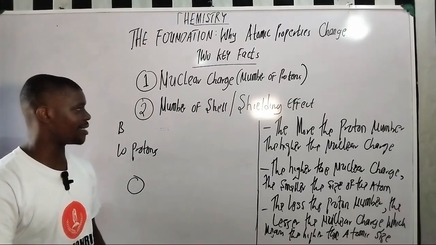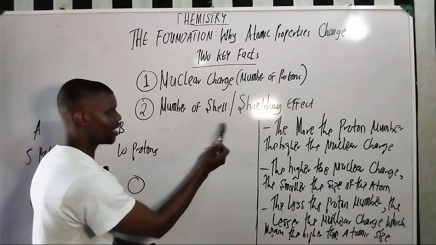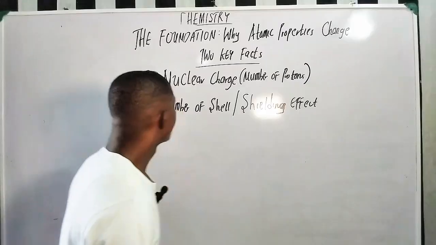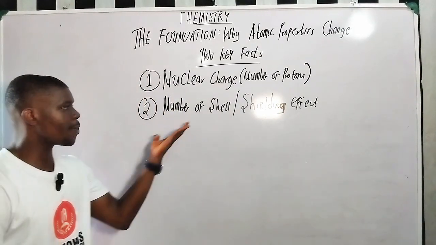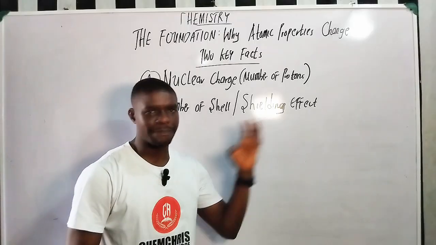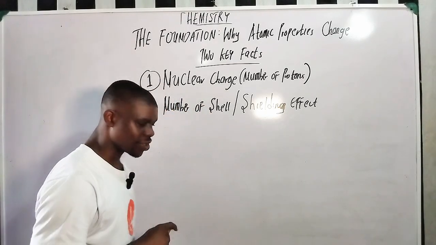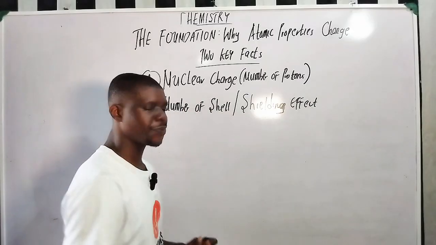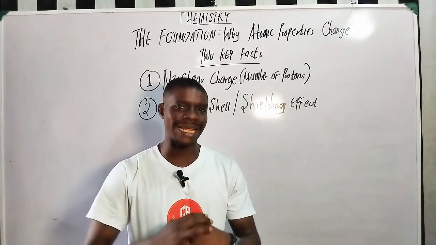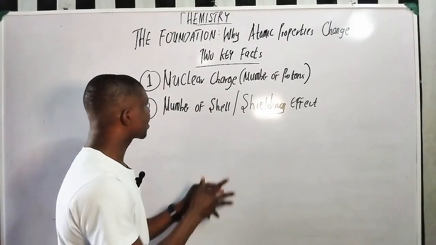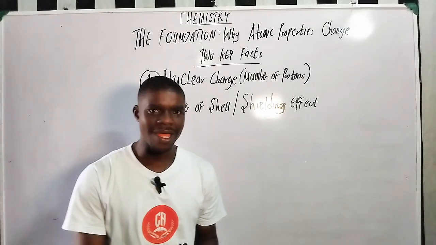The next one to look at is the number of shells. Let's look at what is called the shielding effect. So number 2, the number of shells, is called the shielding effect. Please pay close attention here. Make sure you understand the first one, the nuclear charge, because if you don't understand that, you may not understand anything else.